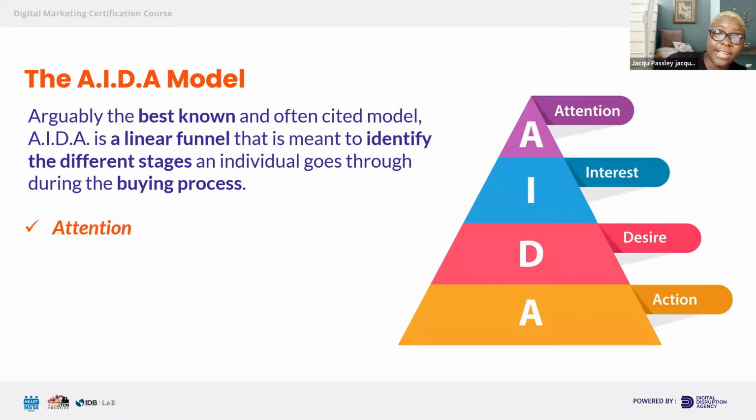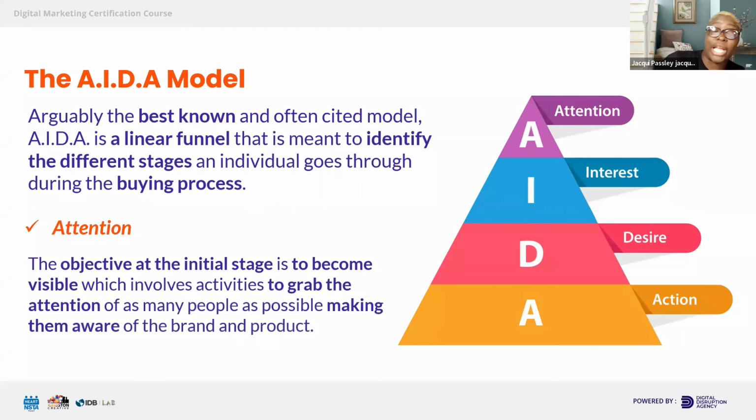The first stage, according to AIDA, is attention. So at this stage, the objective is to become visible, which involves activities to grab the attention of as many people as possible, making them aware of the brand and product. And in this stage, it's more of an outbound kind of activity, because again, as many people as possible, you want to become aware of your product or your service or your brand, right?